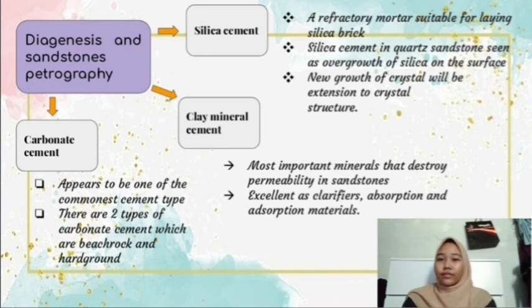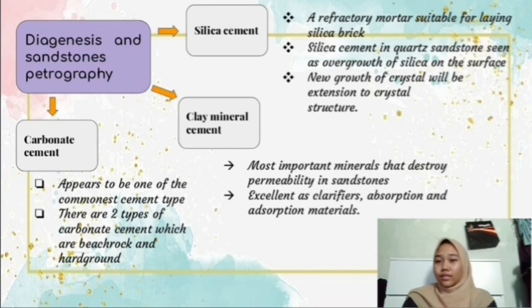Silica cement is a refractory mortar suitable for laying silica brick, and is an excellent admixture for concrete as it leads to better engineering properties. It can also reduce thermal cracking caused by the heat of cement hydration, improve durability against attack by sulfate and acidic waters, and also increase strength.